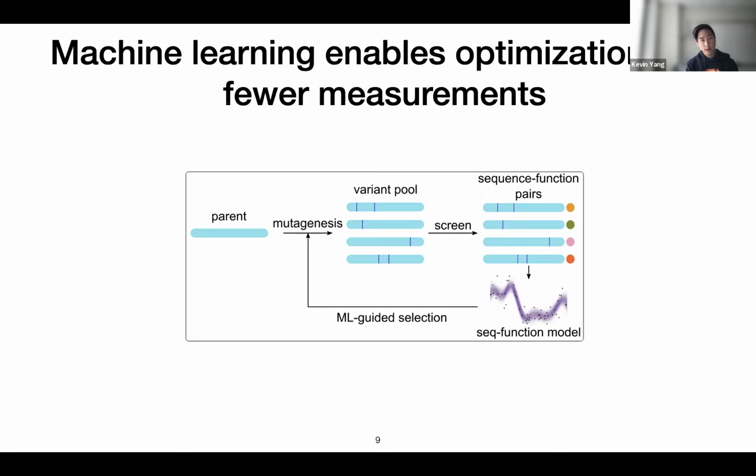And the key here is that instead of throwing away all those measurements you made that don't improve and only keeping the best one, you take all of that information, those sequence-function pairs, and you train a machine learning model that maps from sequence to function. And then you use that model to make decisions about what variants to measure next. And I'll tell a quick story about how you might use this.